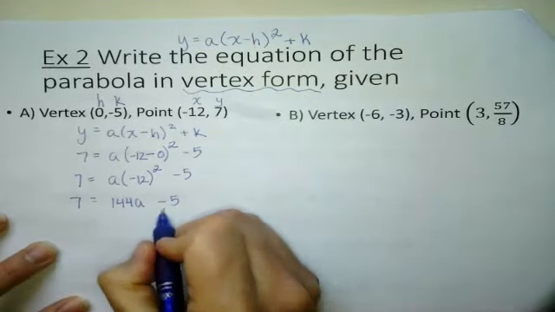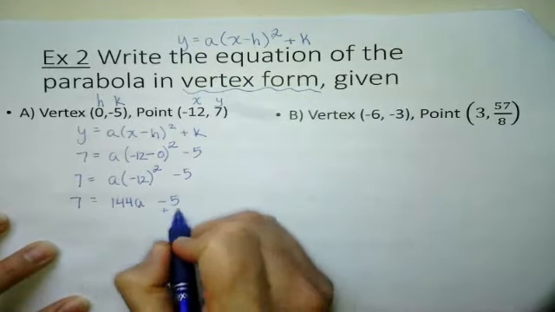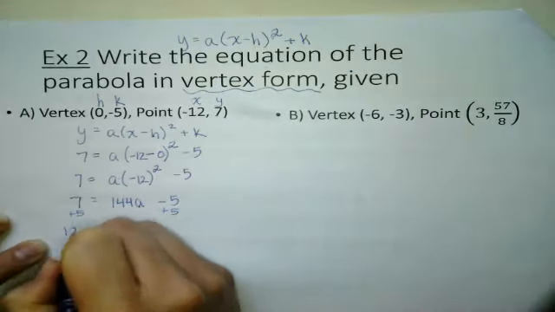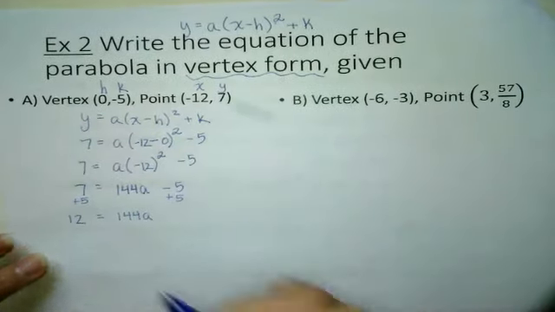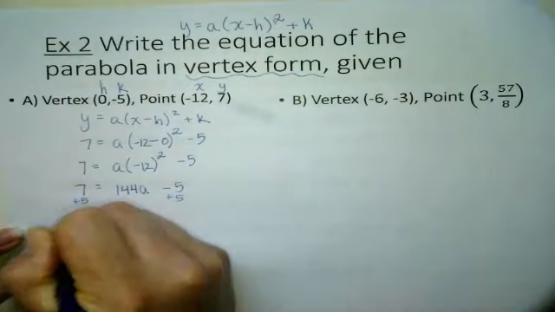And then I'm going to go ahead and solve for A. So I'm going to add 5 to the other side. That's going to give me 12 equals 144A. And then I'm going to go ahead and divide by the 144.